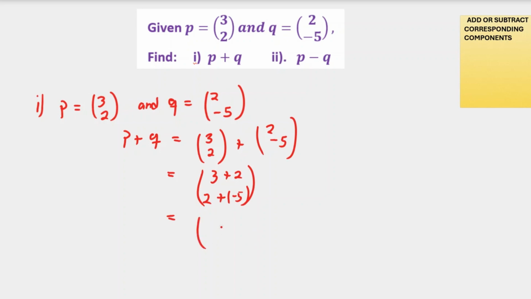3 plus 2 will give me 5, straightforward. And 2 plus negative 5 is the same as 2 minus 5, so that's going to be negative 3. So that is how we can find the vector P plus Q. Let's come to the vector P minus Q.